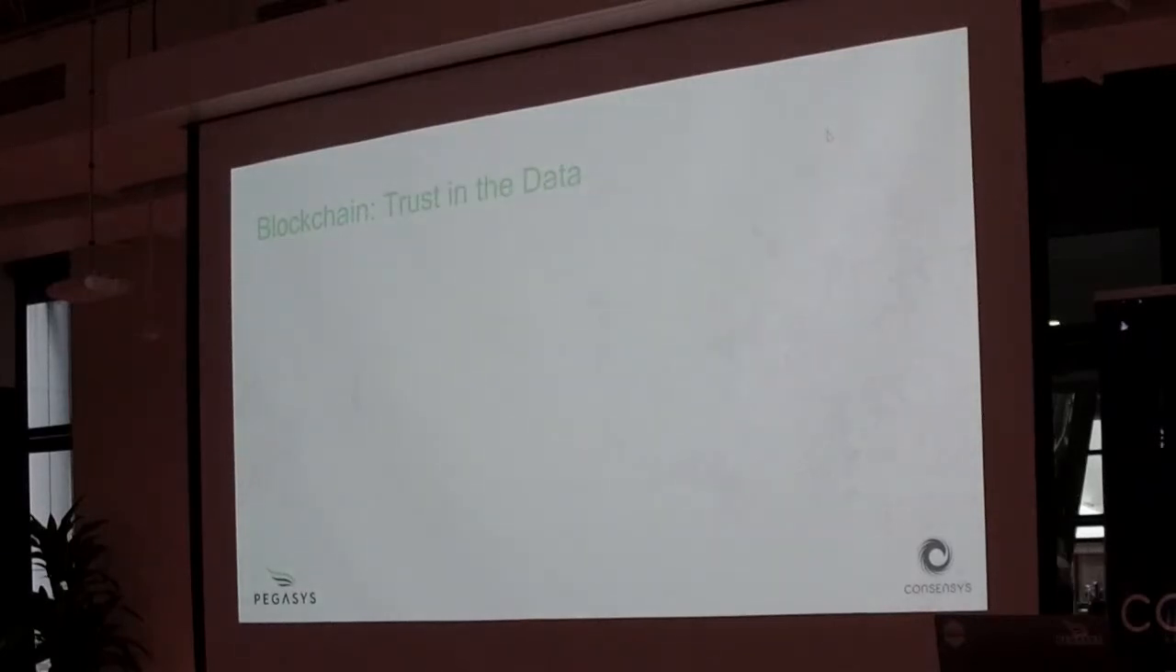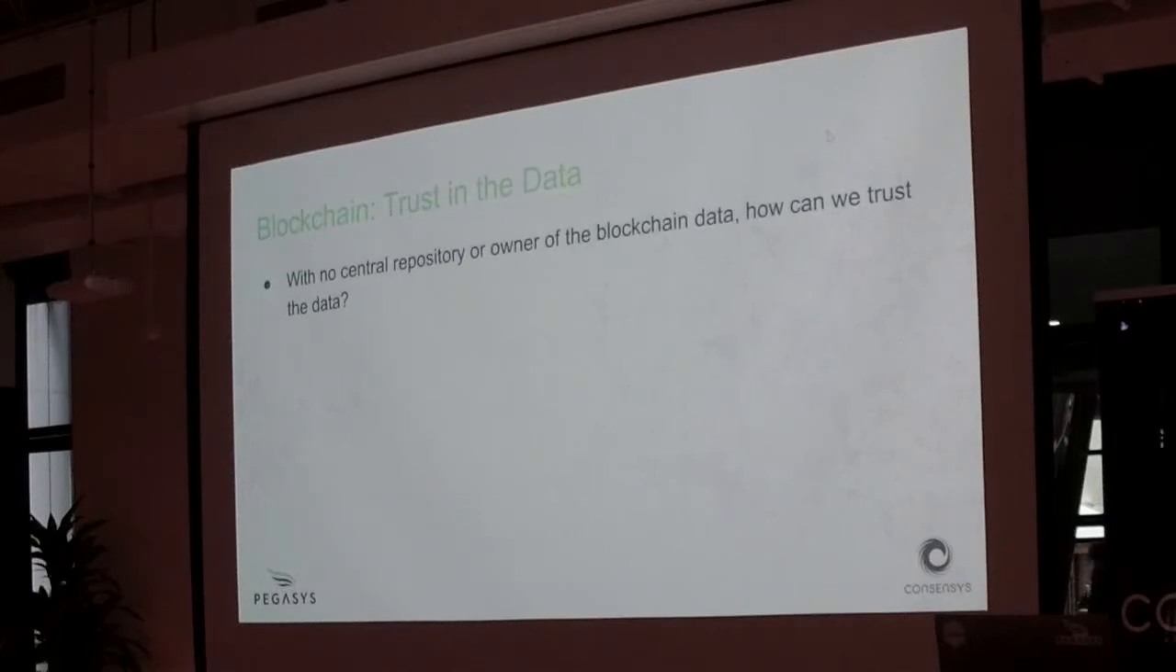So, the next thing that's different about blockchain is the trust in the data. In traditional systems, when we have a central repository or owner of the data, we put our trust in that owner of the data, or the holder of that information, to keep that information secret. However, with blockchain, there's no one centralized owner of that data. So how do we trust it?